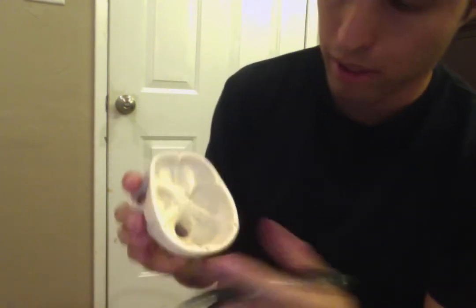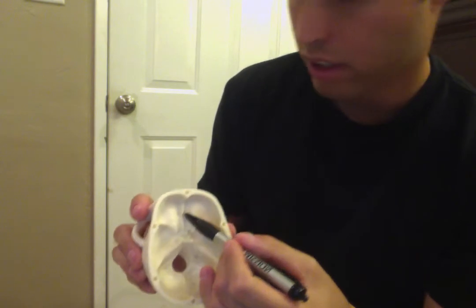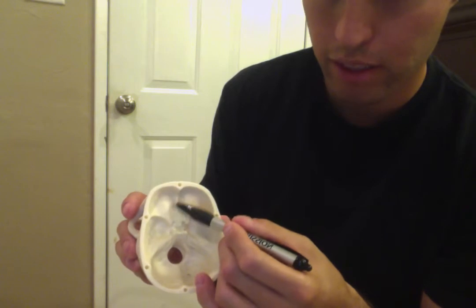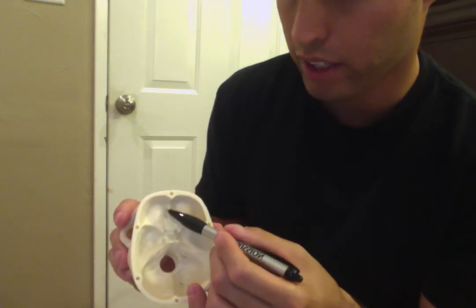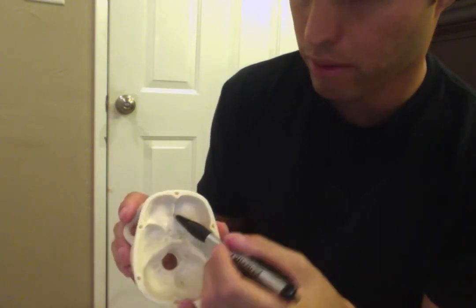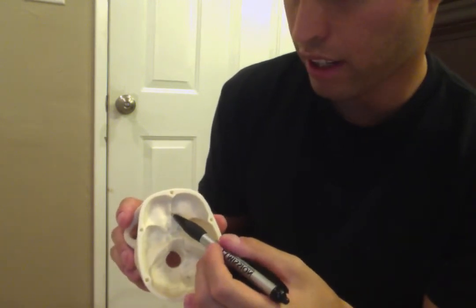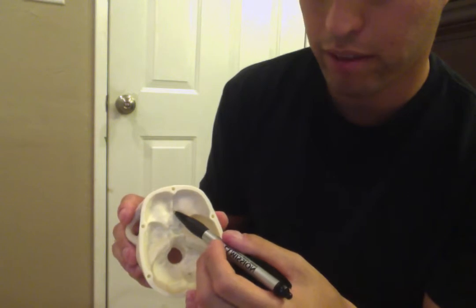The ethmoid has a crista galli, which is that ridge there, and that secures the brain to the cranial cavity. The cribriform plate, the olfactory nerves pass through there.